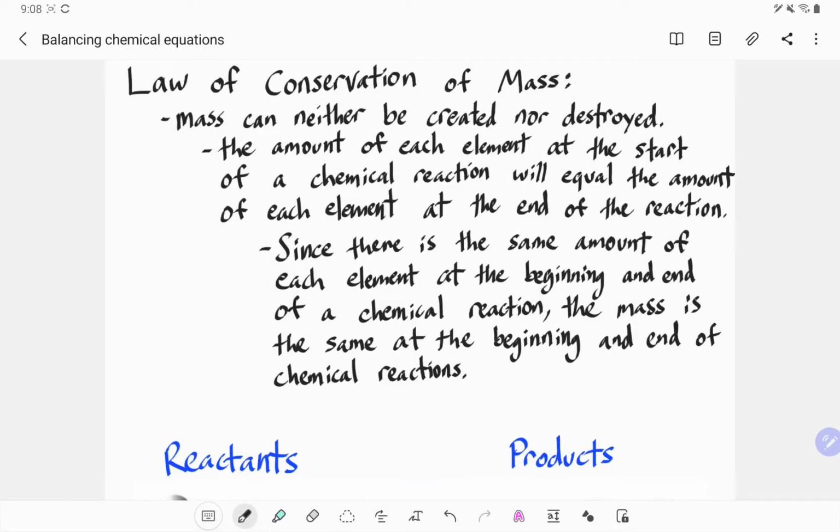In this video, we're going to be talking about the law of conservation of mass and how it relates to balancing chemical equations. So the law of conservation of mass, also known as the law of conservation of matter, really just states that mass can neither be created nor destroyed. So what this means is that none of us are magicians. Chemists are not magicians.